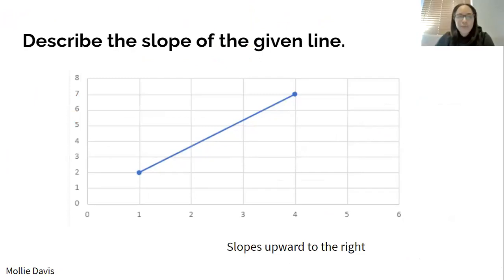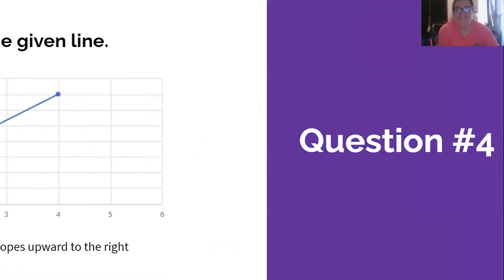So Molly, can you describe the slope of the given line? Yes, so looking at the trend of this line, it's easy to see that this one does slope upward to the right. So it is increasing on both the x and y axis. And another point to make about this is because the slope is positive, both integers are positive, that means that it is always going to be increasing upwards to the right. So that is a note to keep when looking at slopes. Good job, Molly. Thank you.